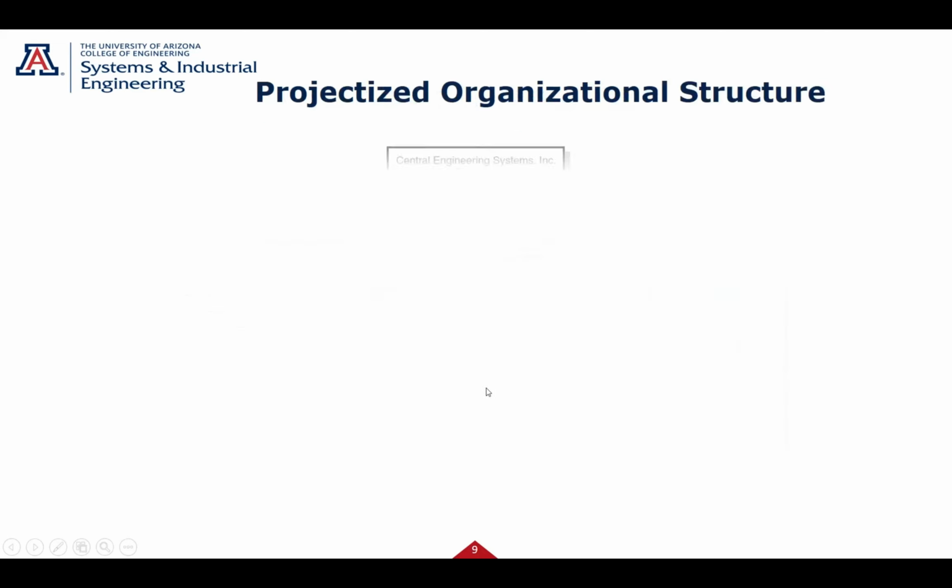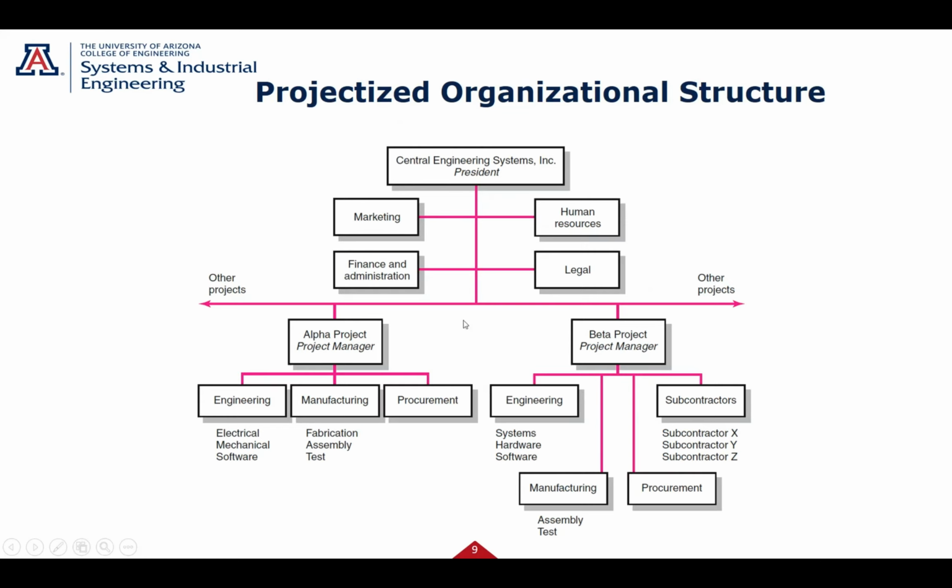Let's go a little bit more detailed here. So here might be, again, marketing, human resources, some of those things that go across the organization. But now let's say I have an alpha project and a beta project. I'm going to put engineering on alpha, I'm going to put engineering on beta. They're going to be dedicated to that project. Same with manufacturing, procurement, and so forth. Dedicated people on those projects.